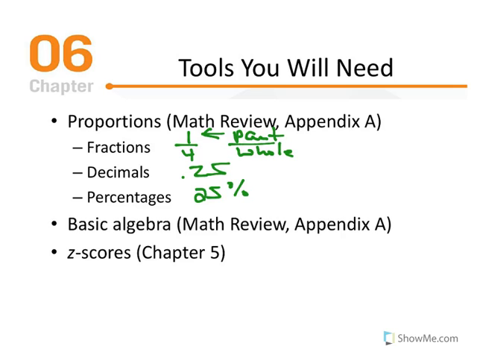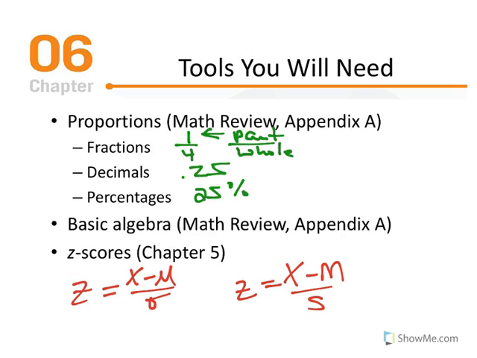So in Chapter 5, we talked about z-scores and how we can move variables around to solve for a specific variable of interest. So we'll apply our basic algebra skills to this chapter, and we'll also utilize our understanding of a z-score and the equation. So we learned that z is equal to x minus mu divided by standard deviation for working with a population, and z is equal to x minus M divided by s if we're working with a sample. And again, we learned that the z-score represents a precise location in relation to the mean of a population or a distribution expressed in standard deviation units.